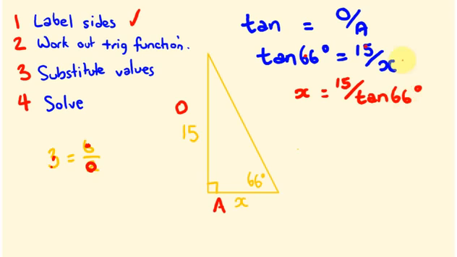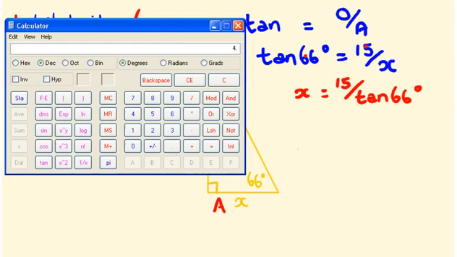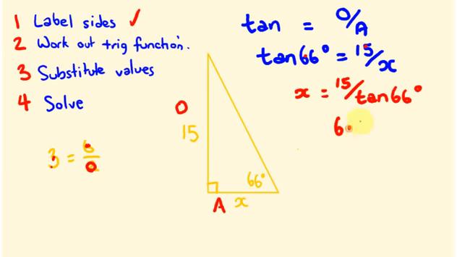Okay, let's do this. Calculator, clear, and we'll go 15 divided by 66 tan equals 6.67. Okay? 6.67. So, how'd you go with that one? Pretty good?